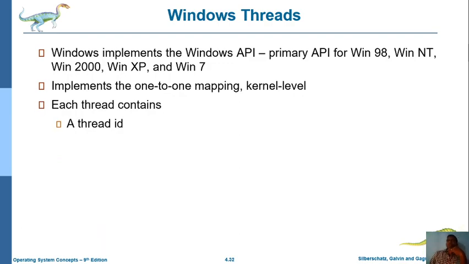While implementing threads in the Windows platform, each and every thread contains several things. First of all, it contains the thread ID. Why are we using the thread ID? To identify a specific thread among several threads.